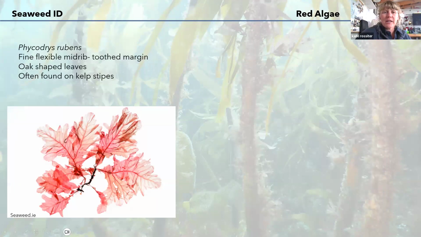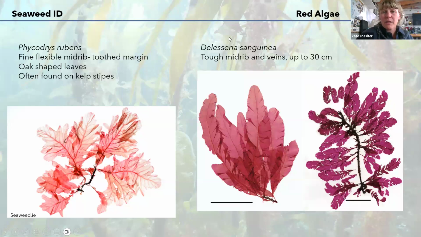This one is very lovely. So this species of red now has a midrib you can see here, and small ribs coming off the side. Looks like an oak leaf. I believe that's called, is it called sea oak? This is a common name. It's pretty flexible, has a toothed margin on the edge of the blade. And this is, again, also often found on kelp types in the subtidal environment.